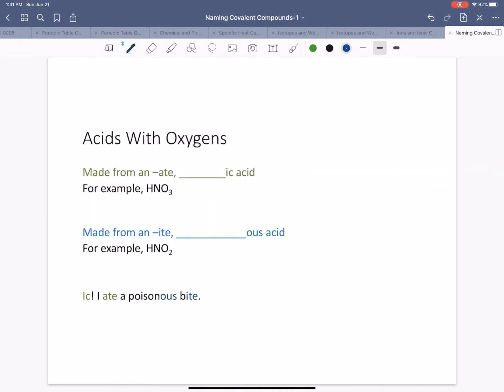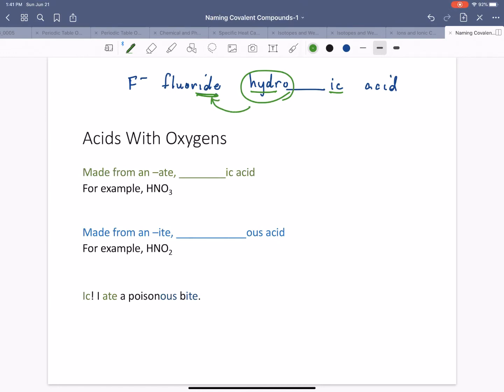If an acid does have an oxygen, it wasn't made from an ide, it was made from an ate or an ite. So for anions, negatively charged ions, we might have an ide, fluoride, and ides make hydro-ic acids. And there's a mnemonic for that. Hydro goes with the ide.